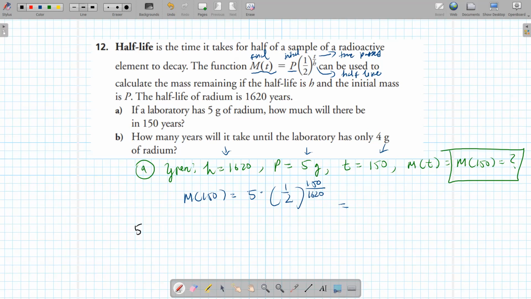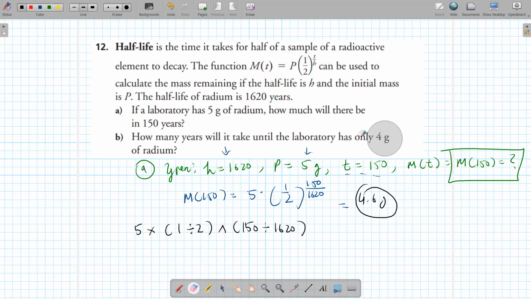So 5 times bracket open 1 divided by 2 to the power of bracket open 150 divided by 1620. No, I got 4.6. That's right, 4.6 grams. So it lost about 0.4 grams of its mass after 150 years. You see that? Now B is going to be the tricky question, because it's not going to be a plug and chug. If you look at B, now what's missing?